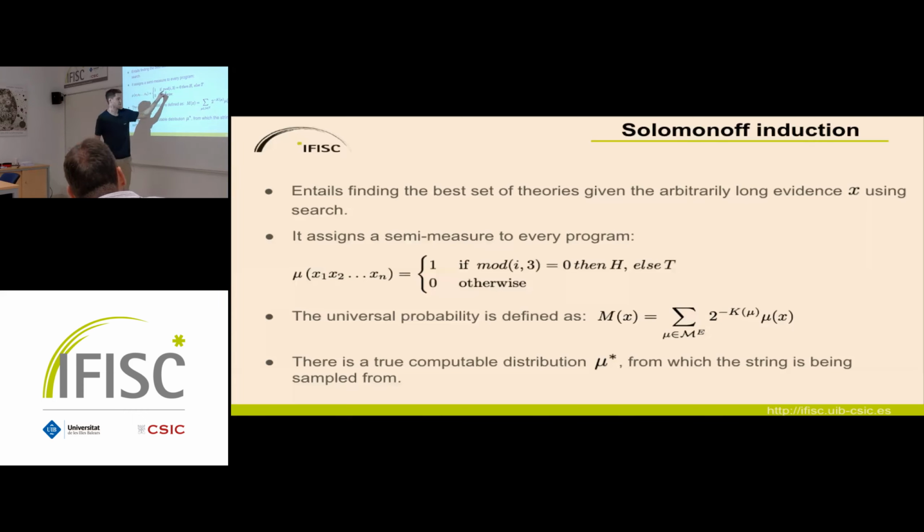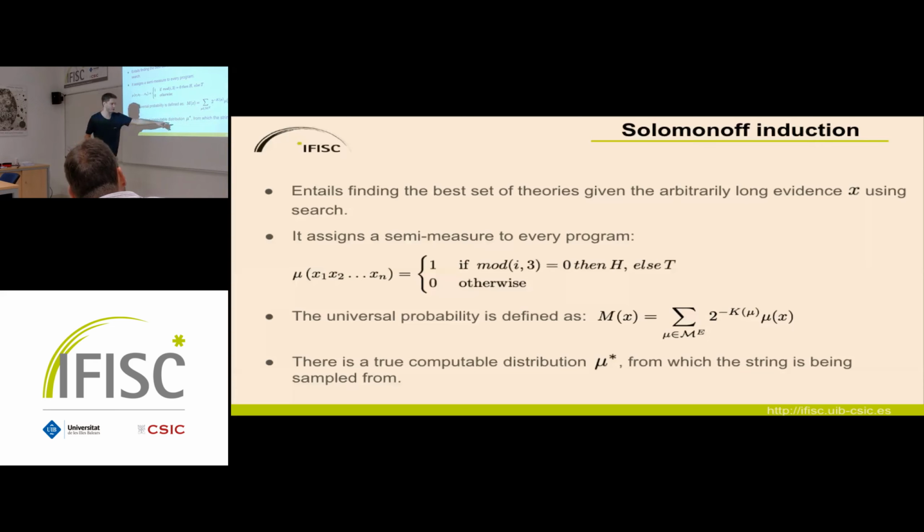For instance, this would assign a measure 1 to a sequence of head, head, tail, head, head, tail, head, head. And we can use this to build the universal probability, which is a weighted sum of probabilities of the evidence. This is an implicit way to say that we are searching over all programs, and we are summing over those that have the most contribution to the overall search.